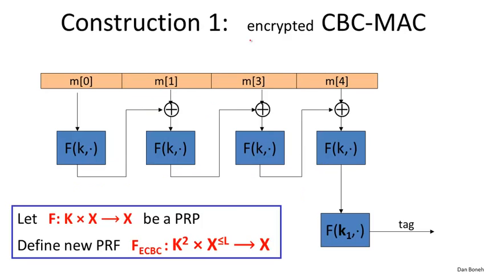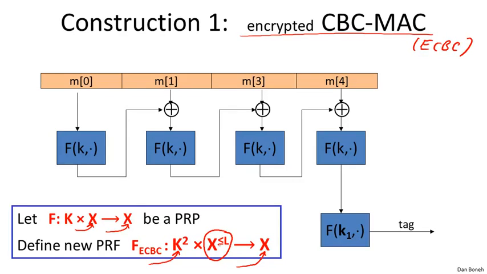So our first construction is called the encrypted CBC MAC, or ECBC for short. ECBC uses a PRF that takes messages in the set X, {0,1}^n, and outputs messages in the same set X. And what we're going to be building is a PRF that takes pairs of keys. It takes very long messages, in fact, arbitrarily long messages, and I'll explain this in just a second. And it also outputs tags in {0,1}^n. So that's our goal.